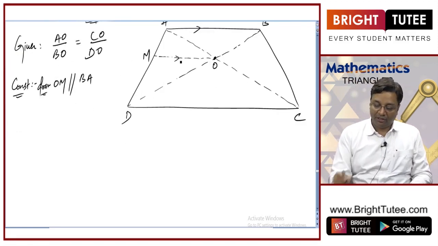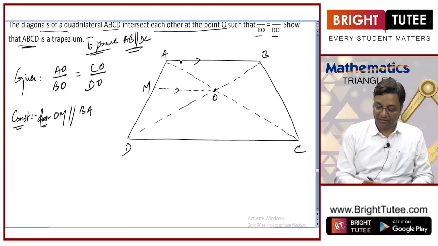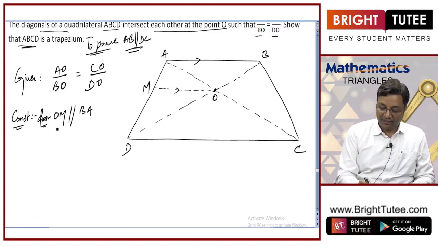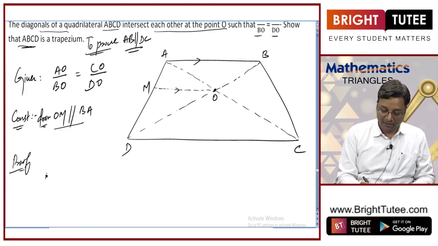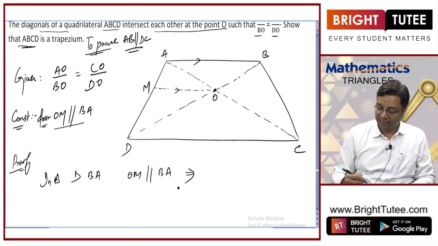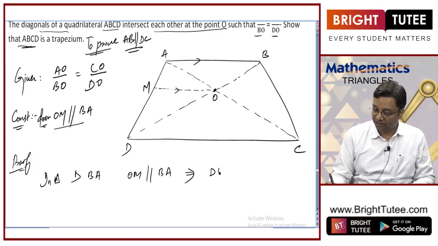So, after making this construction, now we can say this is the proof. OM is parallel to BA. So, in triangle DBA, OM is parallel to BA. So, I can say using the basic proportionality theorem that DM by MA is equal to DO by BO.